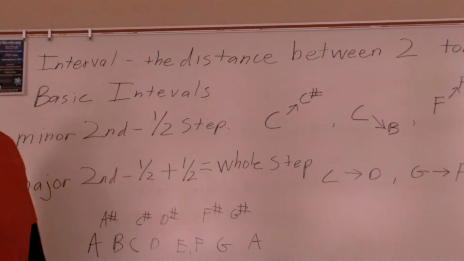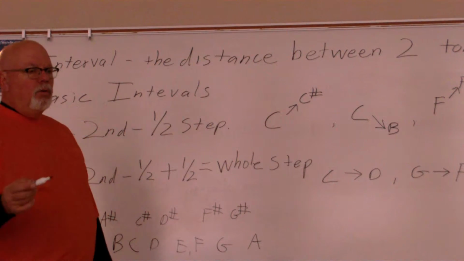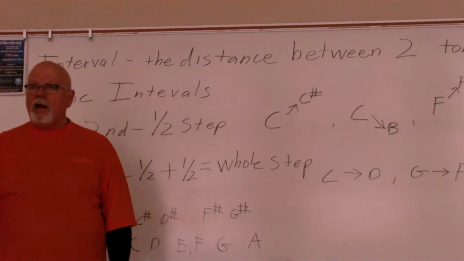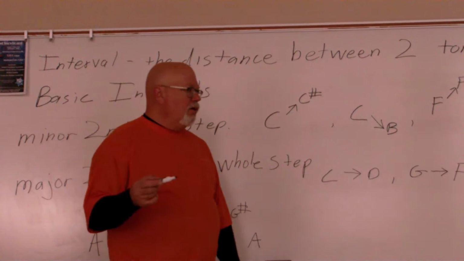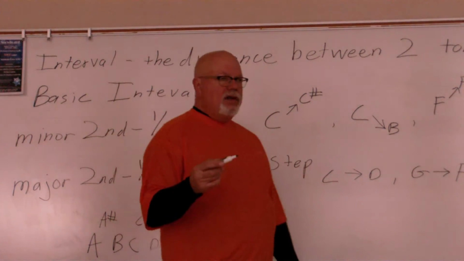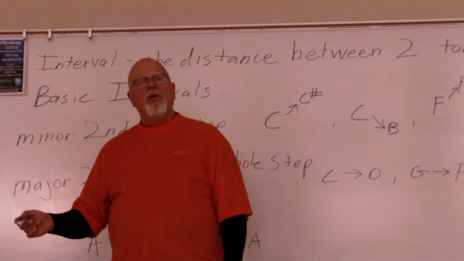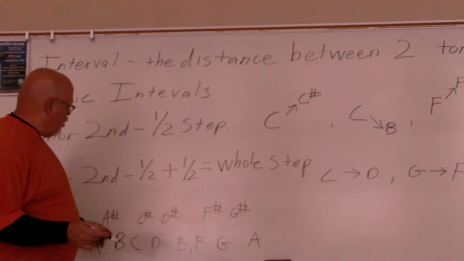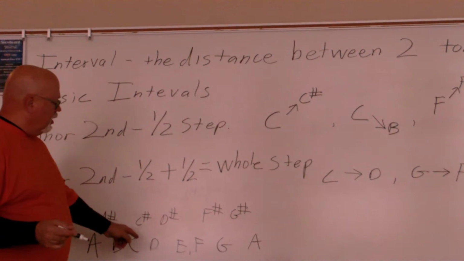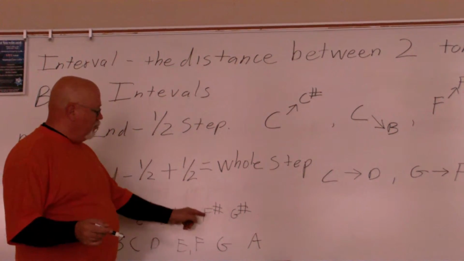There are 12 notes in the Western world. We call that the chromatic scale. That's a good test question. True or false? There are 12 notes in the Western musical scale. True. Those 12 notes are A, A sharp, B, C, C sharp, D, D sharp, E, F, F sharp, G, G sharp, A.